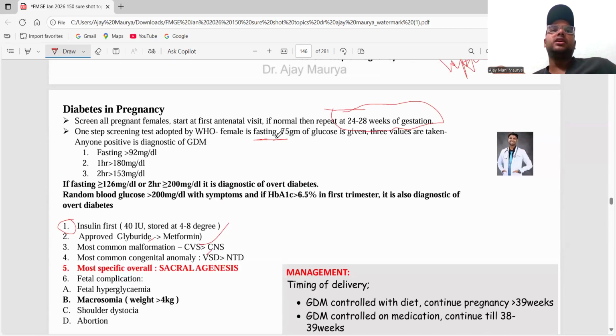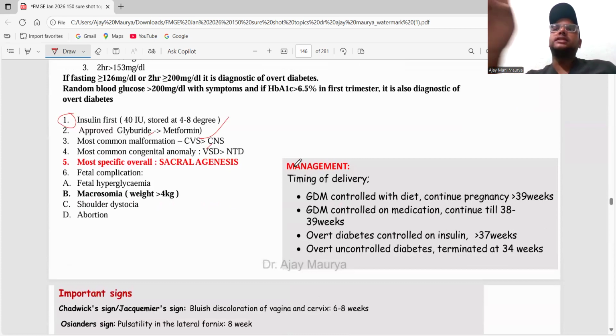Next one. This one was the 75 grams of glucose given. I think everyone knows for the postprandial. Okay, now you have to know DIPSI. For DIPSI, how much glucose are they going to give? 75 grams of glucose we will give and tell the patient to come after 2 hours. Okay. Next one, insulin is the first choice, or if you want to give tablets, the most important one is glyburide. The most common malformation is the cardiovascular system. Congenital anomaly, CVS. Most specific overall is sacral agenesis.